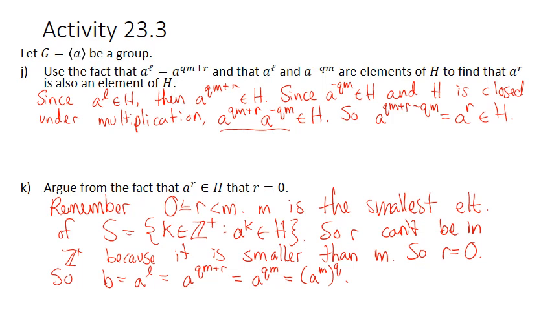And in particular, the generator is going to be this a to the m. Sorry guys, I can't spell tonight. So a to the m is going to be the generator of H. And remember, b was just a random element of H. Okay, let's move on to the next thing.